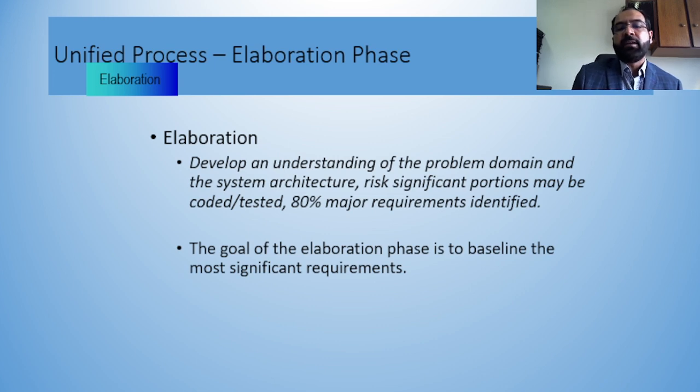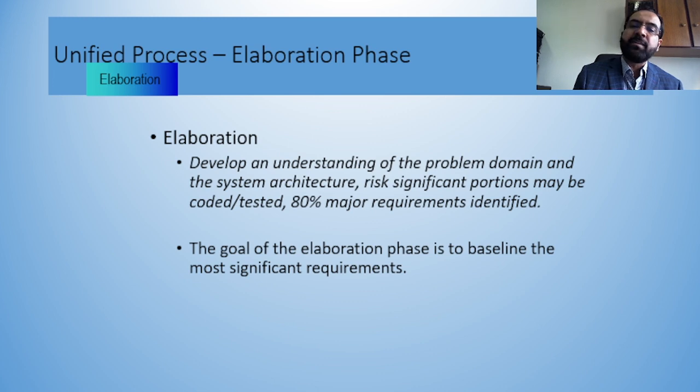Elaboration, as we have briefly discussed in the earlier part, develops the understanding of the problem domain and the system architecture, that is, how the actual problem works. You develop models to see how that interaction will take place, what architecture should be there, and try to see that all those risks which were identified in the inception phase should be covered in your design, testing, and obviously later on in the implementation phase.